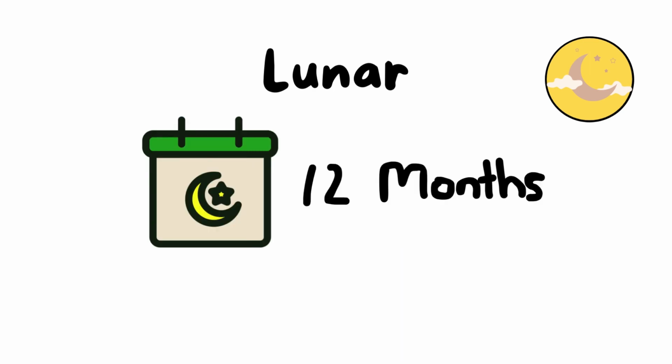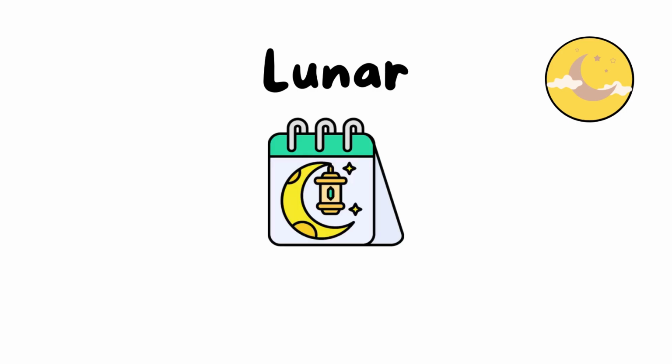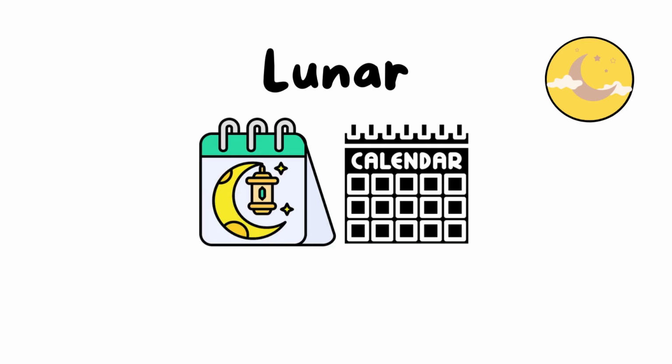calendars today. It has 12 months, but because the lunar cycle is shorter than the solar year by about 11 days, Islamic months and holidays move backward through the seasons each year. For example, Ramadan occurs about 11 days earlier each year on the Gregorian calendar.